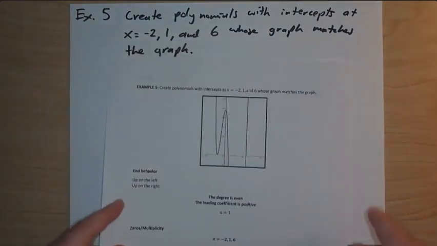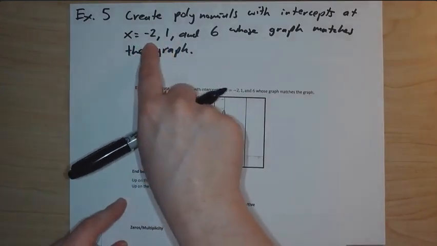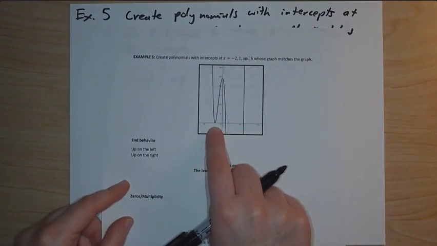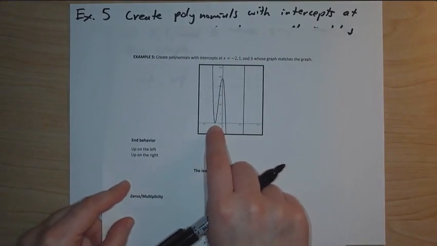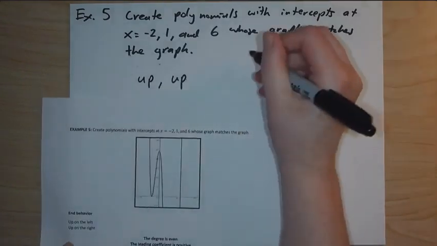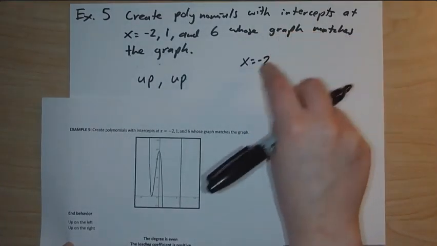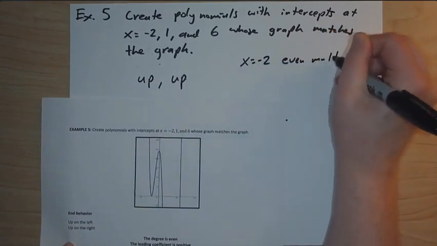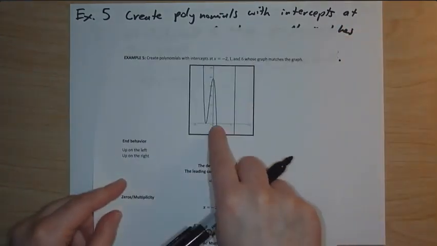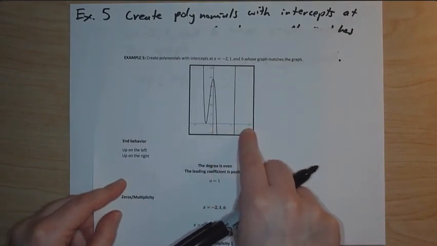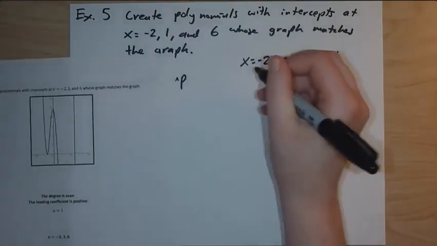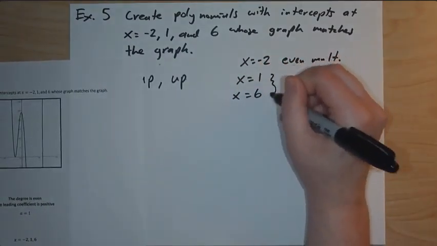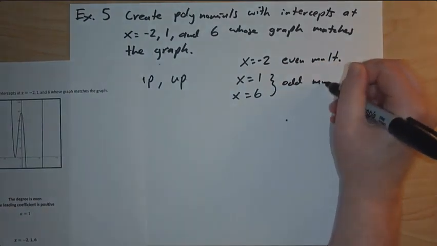And if we notice here, it already gave us where our zeros are, is -2, 1, and 6. And we can look at what those zeros do. At -2, it bounces off the x-axis. So that means when we have x equals -2, this has an even multiplicity. And for the rest of our zeros, they pass through the x-axis, which means for x equals 1 and x equals 6, we have odd multiplicities.